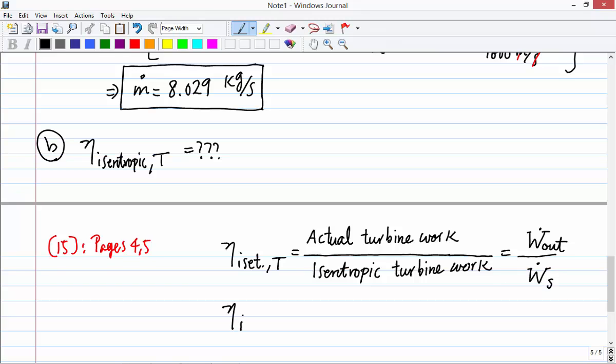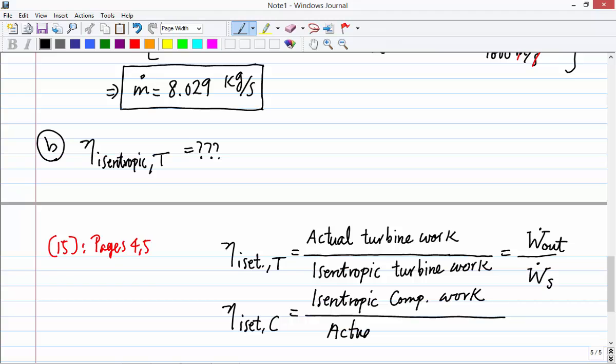And it also says that the isentropic efficiency for a compressor C is, wow, it's reversed. It's isentropic compressor work divided by actual compressor work.